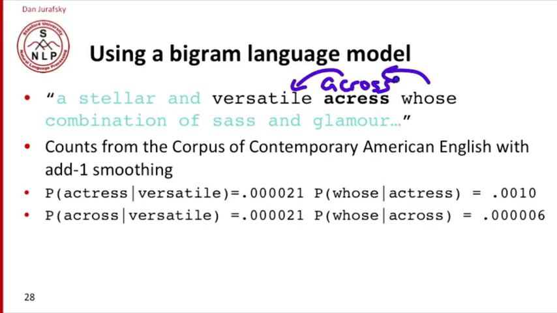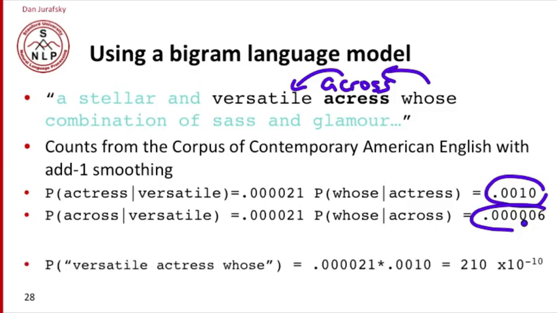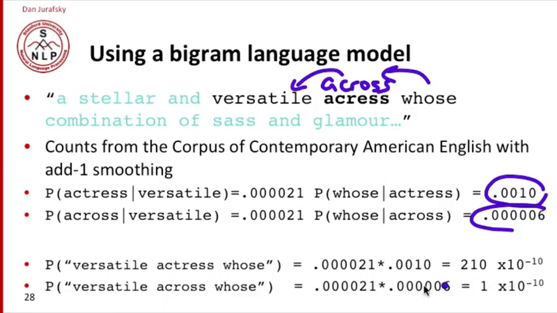So here are those probabilities, and you can see that the probability of who's given actress is much higher than the probability of who's given across. Actress who's is just a likely sequence. And sure enough, if we multiply these things out, the probability of versatile actress who's is a much higher probability than the sequence versatile across who's. So the noisy channel model with a bigram language model correctly picks the correction actress.